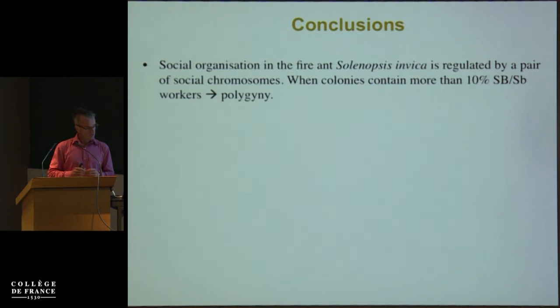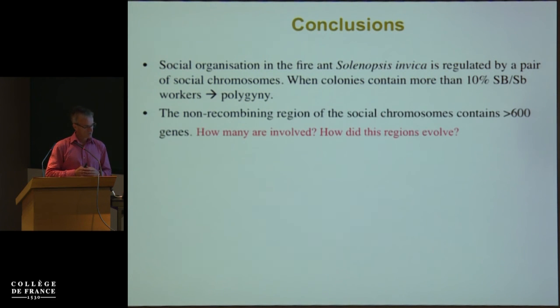So to conclude, we found that social organization in France is regulated by a pair of social chromosomes. When you have more than 10% workers with a small b haplotype, you have a polygynous type of social organization. This region contains about 600 genes. So the question is, what genes are involved? And this is a difficult question because of the lack of recombination. It really behaves like a single haplotype. Now we have a few candidates.